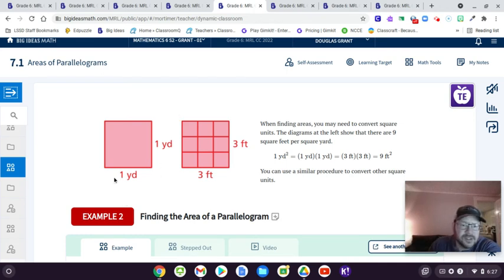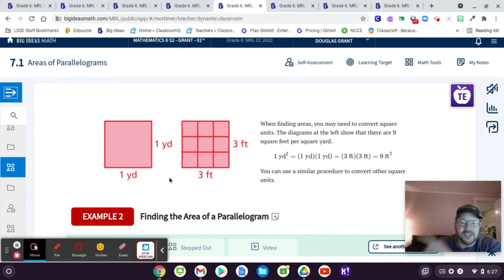In this case, it shows you this is 1 yard by 1 yard, and again, this square is a parallelogram. Squares and rectangles are parallelograms. To find the area, you first convert these to feet if it wants it in square feet, then multiply. Don't multiply first and convert. You want to convert 1 yard to 3 feet first. So these are now both 3 feet, and then you do base times height. 3 times 3 is 9 square feet.